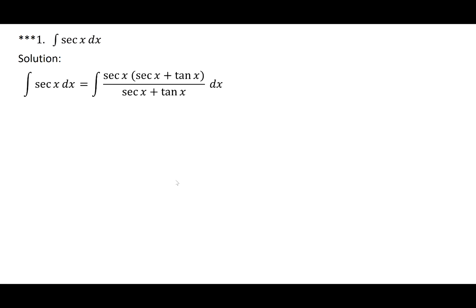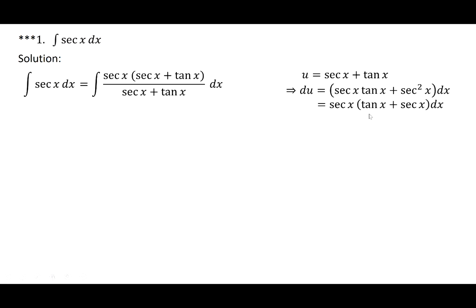Multiply both the top and the bottom by secant x plus tangent x. That's the trick, right? And the next part of the trick is set u equal to secant x plus tangent x, the denominator. What happens if you do? You get du equals the quantity secant x tangent x plus secant squared x, times dx. And we can factor out a secant x. And we end up with this.